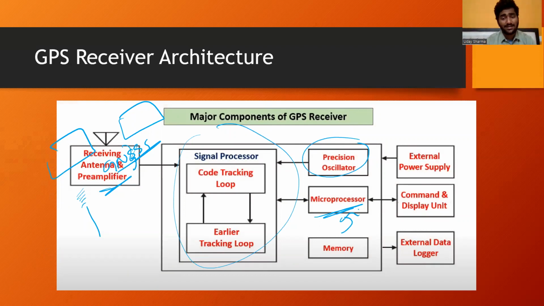External power supply is basically used to run this system, and the command and display unit is used to interact with the whole GPS receiver. As a user, I need to interact with the receiver and know where I am going to be or where I currently am. External data logger is used to store the data.